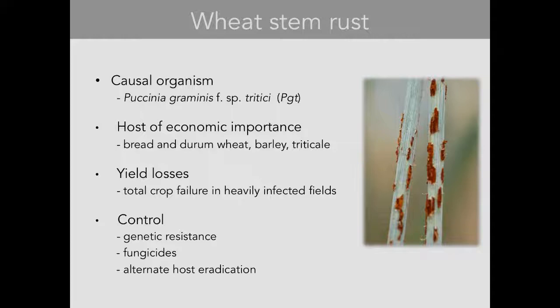Wheat stem rust can be controlled by the use of genetic resistance, fungicide application, which is a common practice in Europe and also in the United States when the prices of wheat are high, and also by the eradication of the alternate host. And this has two main impacts. The first one, by reducing the initial inoculum from the barberry bushes into the wheat crop, and second and most important, by eliminating the sexual stage of the pathogen, so drastically reducing the number of races that can occur through sexual recombination.